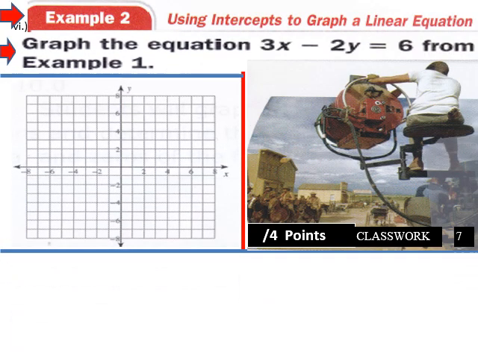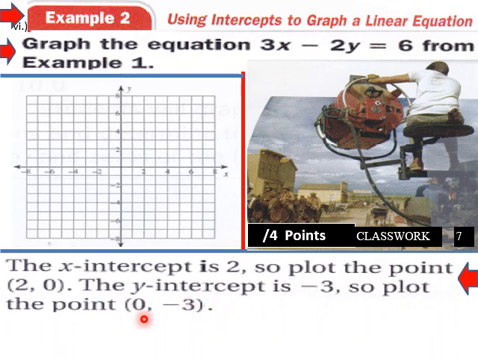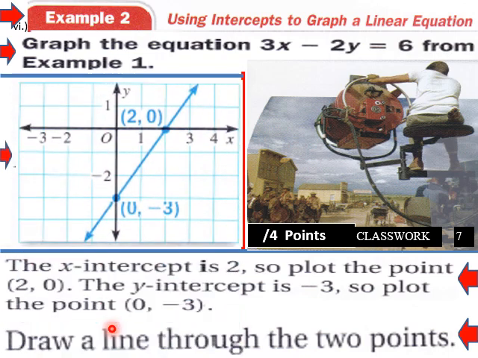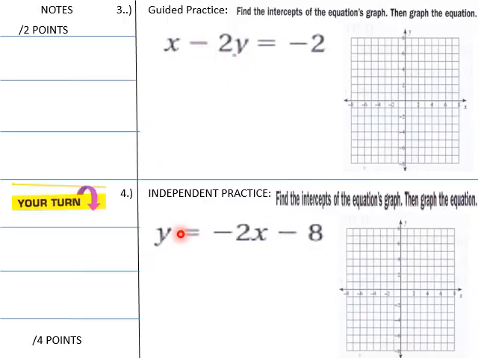Okay, example 2, using intercepts to graph an equation. Graph the equation from example 1. The x-intercept is 2, so plot the point 2, 0. The y-intercept is -3, so plot the point 0, -3. Students, do that here on this grid. Draw a line through the 2 points, and it should look like this. Here's your x-intercept. When y is 0, x is 2, and when x is 0, y is -3 for this equation here.